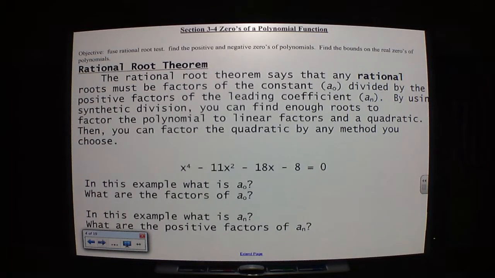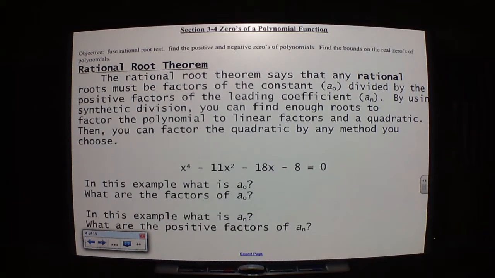By using synthetic division, you can find enough roots to factor the polynomial into linear factors and also maybe a quadratic. And then once you have a quadratic, you can use whatever method you want to solve the quadratic, whether it factors, complete the square, quadratic formula, factor by grouping. You can also do that. It doesn't even have to be a quadratic to do that.